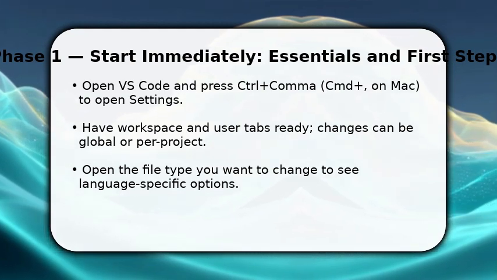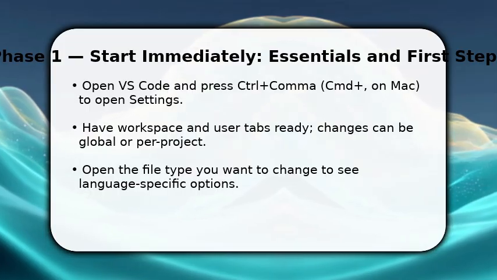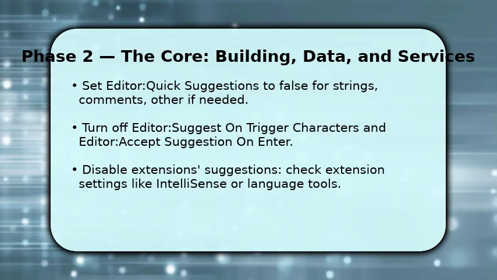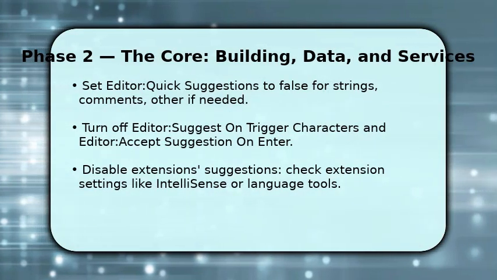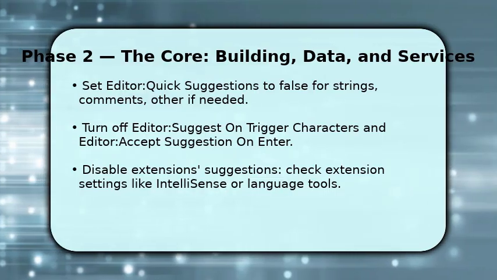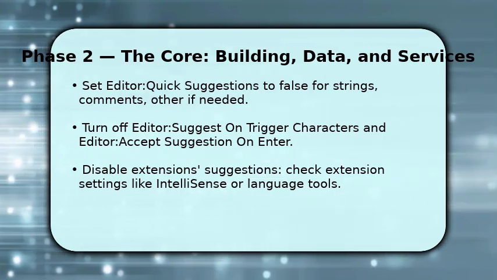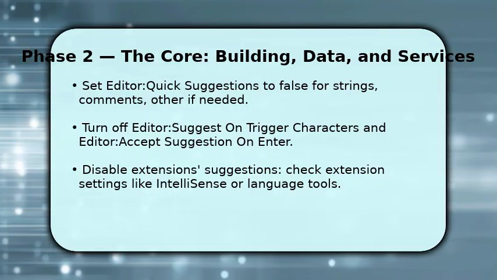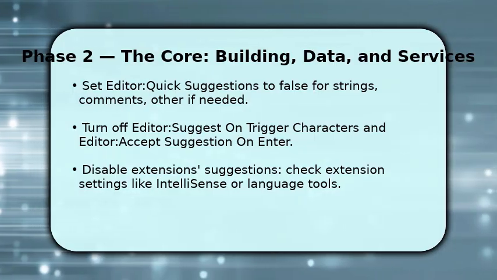Now change the core options that create autocomplete. Set editor, quick suggestions to false, and uncheck triggers that pop suggestions automatically. You should also turn off editor, suggest on trigger characters and editor, accept suggestion on enter. That prevents suggestions from inserting on punctuation or enter.